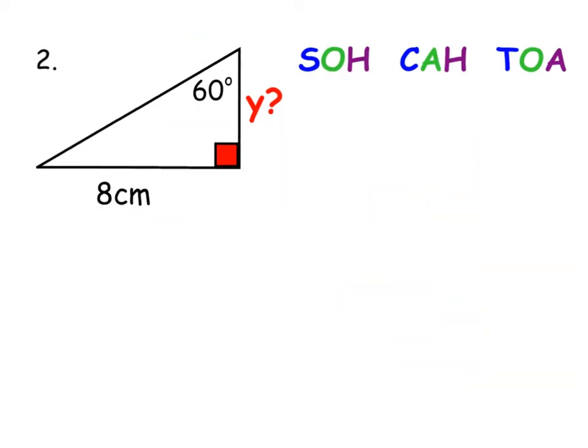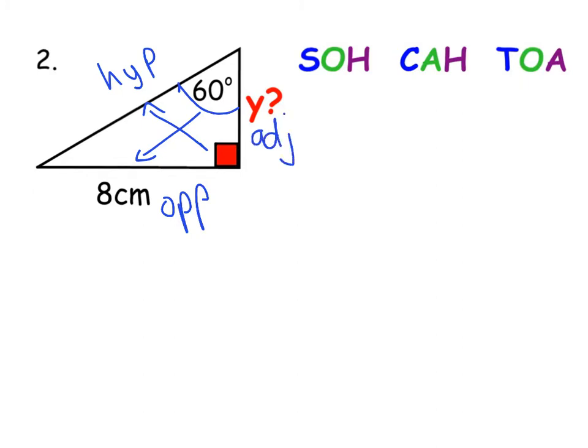Here's another one, still looking for a side. At first glance it looks like it's in the same place as the other one, but it's not. So let's label our triangle. Opposite our angle is the 8. Across from the right angle is the blank one, our hype. So technically we're not going to be using that one by the looks of it. And the one that's left over, the one that's beside the angle, is my adjacent.